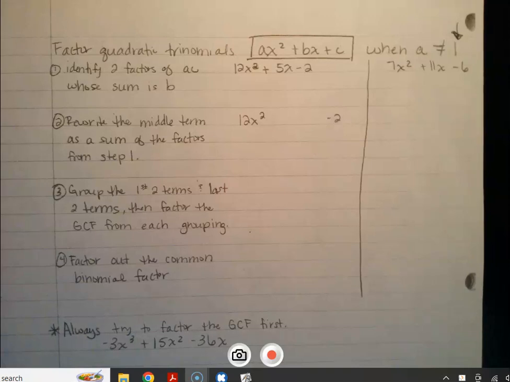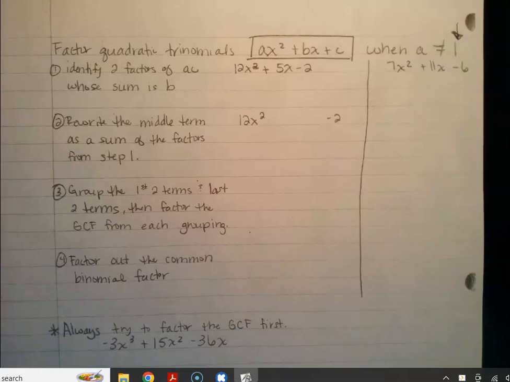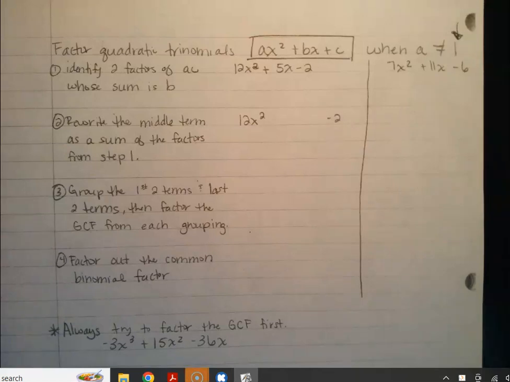Okay, so we left off last class with, I think, we had finished this first problem, the 12x squared plus 5x minus 2. Okay. So, what's different about this quadratic trinomial than the ones we solved before? Okay. So a does not equal 1. It's where it has a number before the x. So we've got a 7 here. Okay, good. So what do we do there? What do we do now in that case?